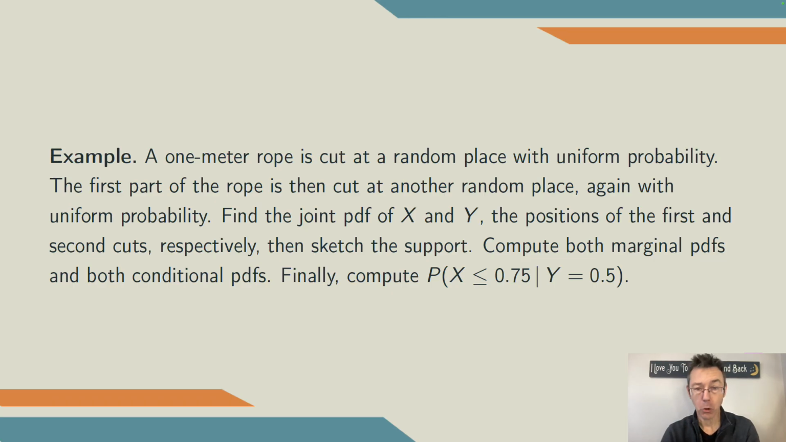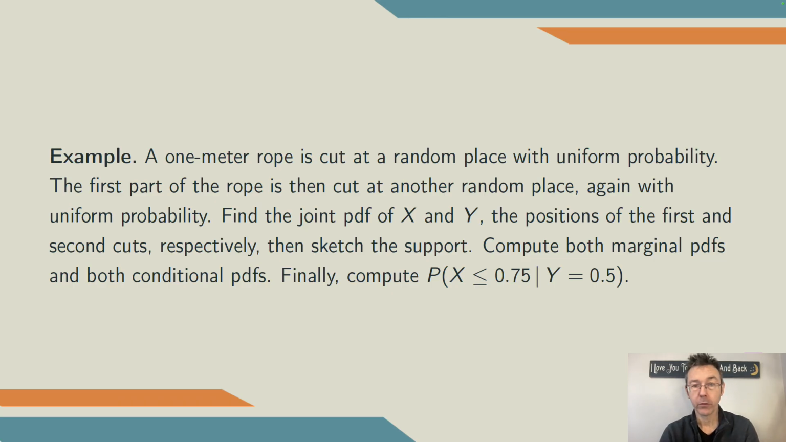A 1 meter piece of rope is cut at a random place with uniform probability, and then the first part of the rope is cut at another random place, again with uniform probability. Suppose x and y are the positions of the first and second cuts respectively. We want to find the joint probability density function of x and y.